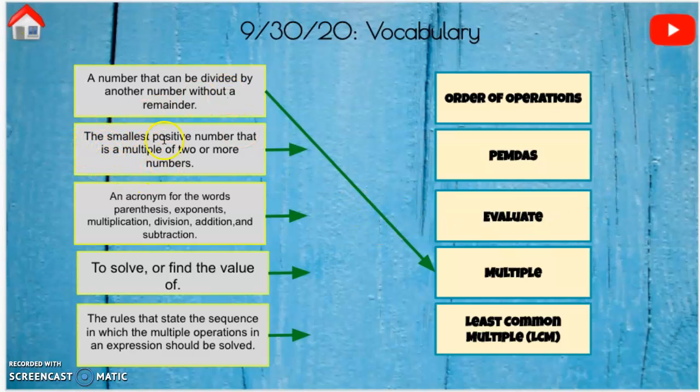Now the next definition here, the smallest positive number that is a multiple of 2 or more numbers. So the smallest positive number, that term smallest there is going to hint to us smallest, least. So it's going to be the least common multiple. So it's the smallest positive number that is a multiple of 2 or more numbers. So the least common, meaning they have something in common, multiple.